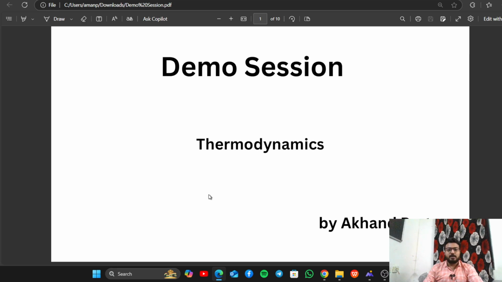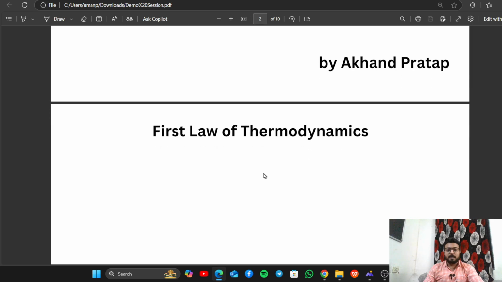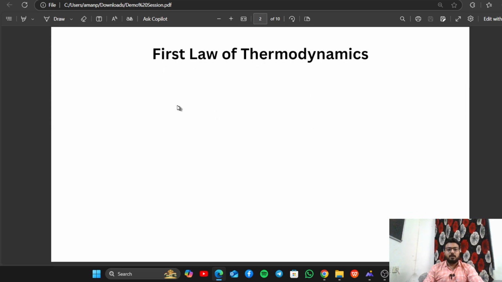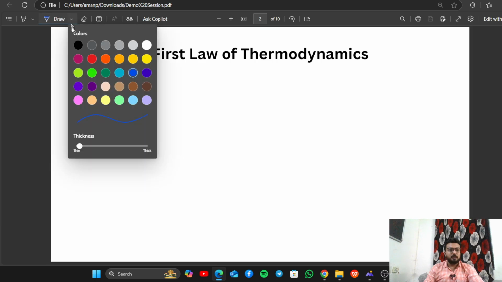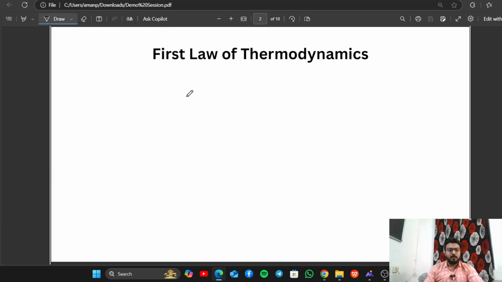Okay. So, we'll be starting our demo session now. We'll be starting our session with the first law of thermodynamics. Okay, what does the first law of thermodynamics say? The definition says that it is the law of conservation of energy, which says that energy can neither be created nor be destroyed. It can only transfer from one form to another form.